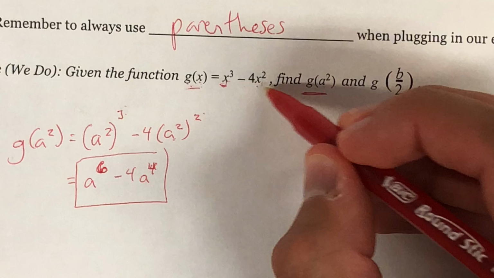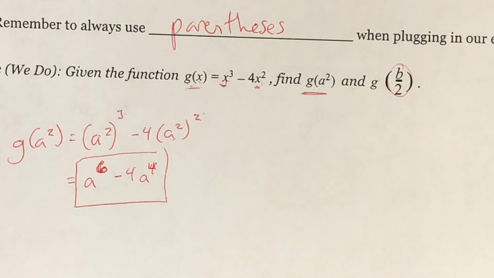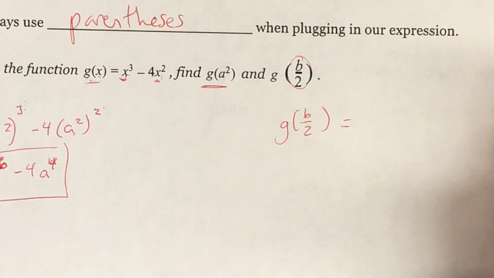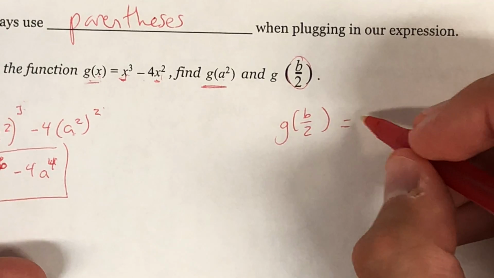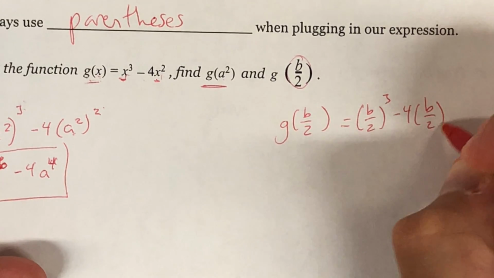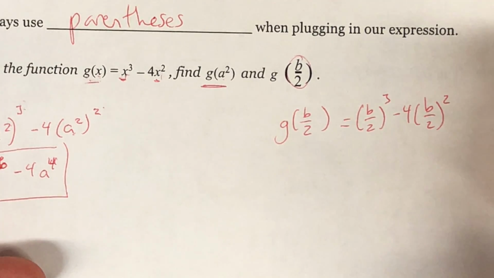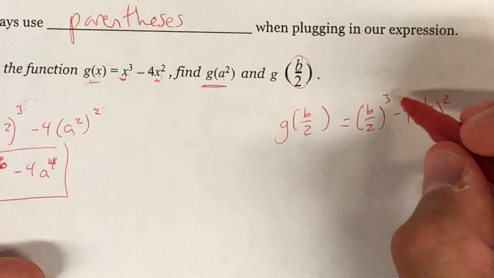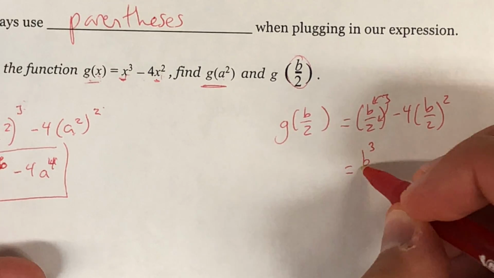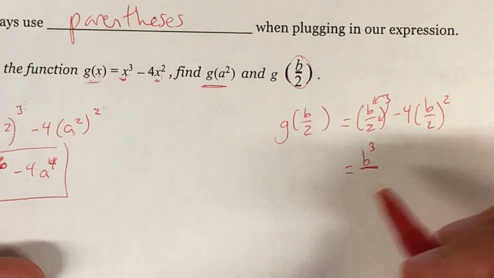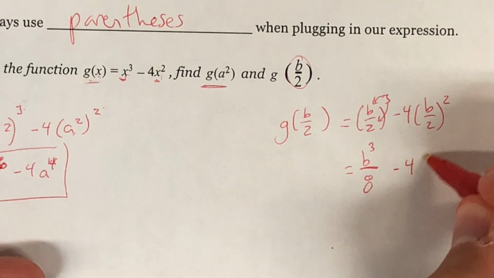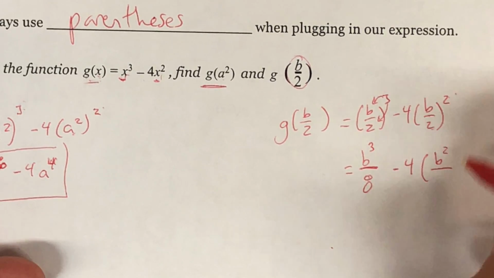So again, every time you see x in the equation, now we're replacing it with b over 2. So g of b over 2 equals b over 2 cubed minus 4 times b over 2 squared. And we have a fraction here with an exponent. So this exponent has got to apply to both parts of the fraction. So it'll be b cubed over 2 to the third, which 2 times 2 is 4, times 2 is 8. So 2 to the third is 8, minus 4 times b squared over 2 squared, which is 4.